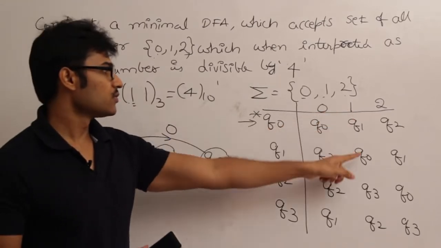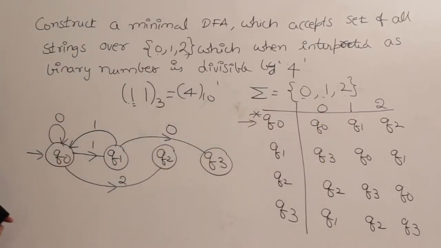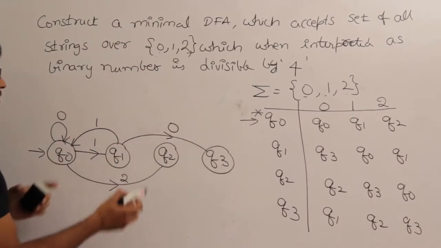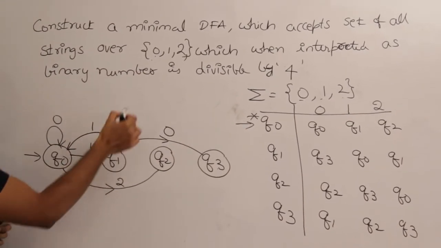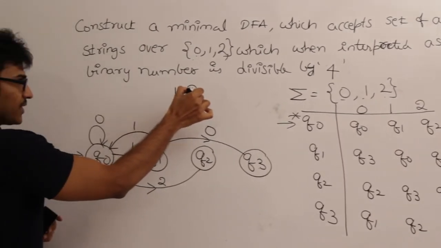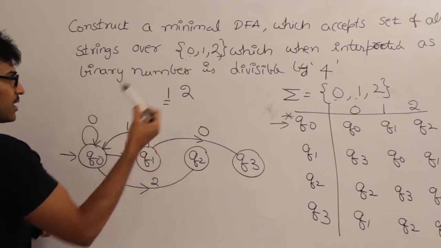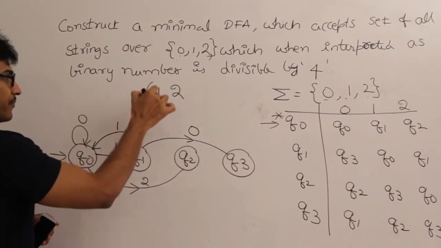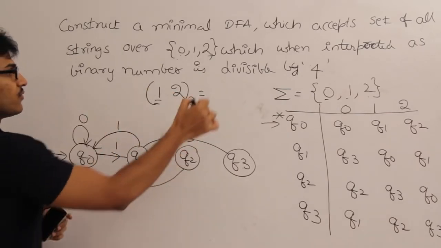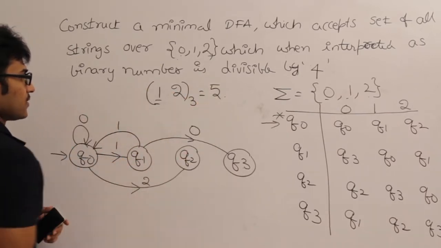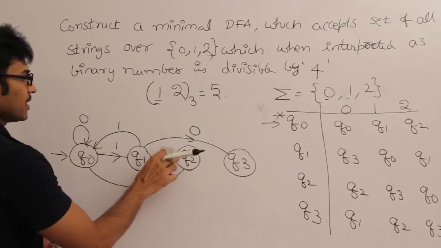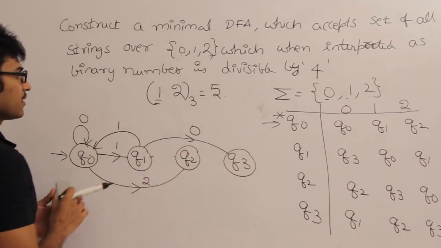Q1 on 1 is going to Q0, which is Q0. Fine. And on Q1 you can even see 2, which means I have reached Q1 by seeing 1, and now if I see a 2, it is nothing but 1 followed by 2. In ternary this is 3 into 1 plus 2, which is 5. So it has to be 5. So when I divide it by 4, the remainder is 1.